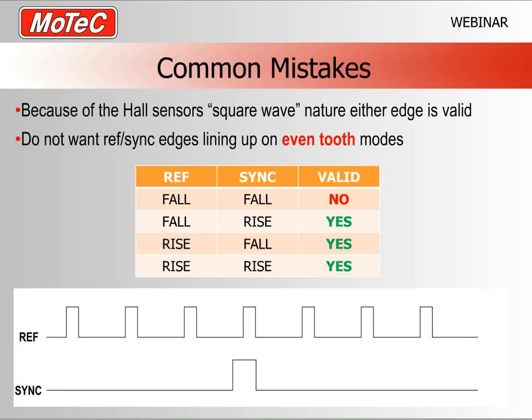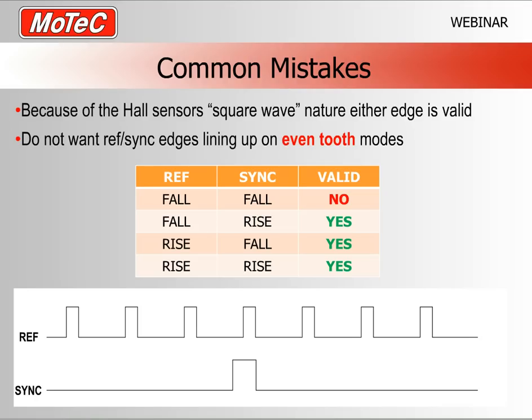Now, here's one that we don't see quite as often anymore because these kind of setups are fairly uncommon. But if we have a Hall sensor where the signal is a square wave, either the rising or the falling edge is valid as far as signals go. But remember, this is the combination between the ref and sync.